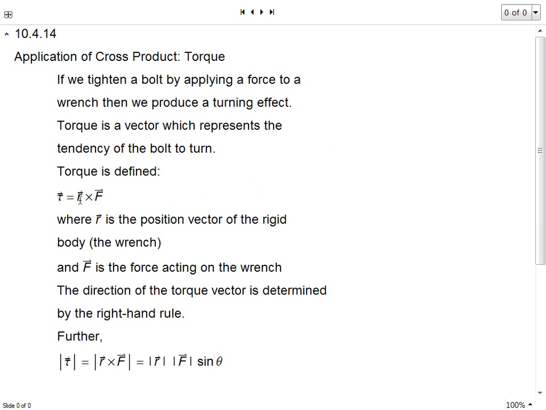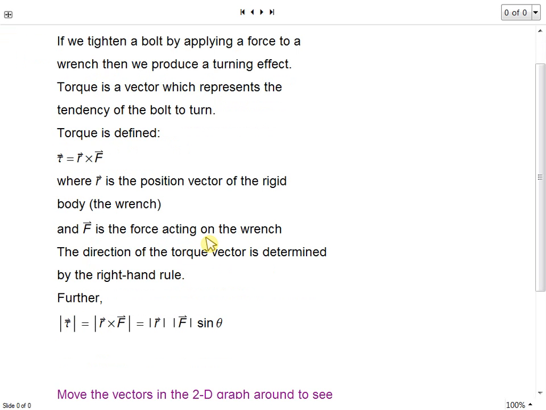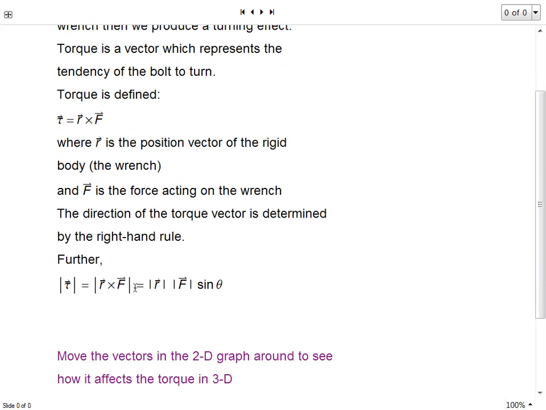The torque vector is R cross F, where R is the position vector of the rigid body of the wrench, basically the wrench, and F is the force acting on the wrench. The direction of the torque is determined by the right-hand rule. Further, the magnitude of the torque is the magnitude of the cross product, which we know by definition is this.